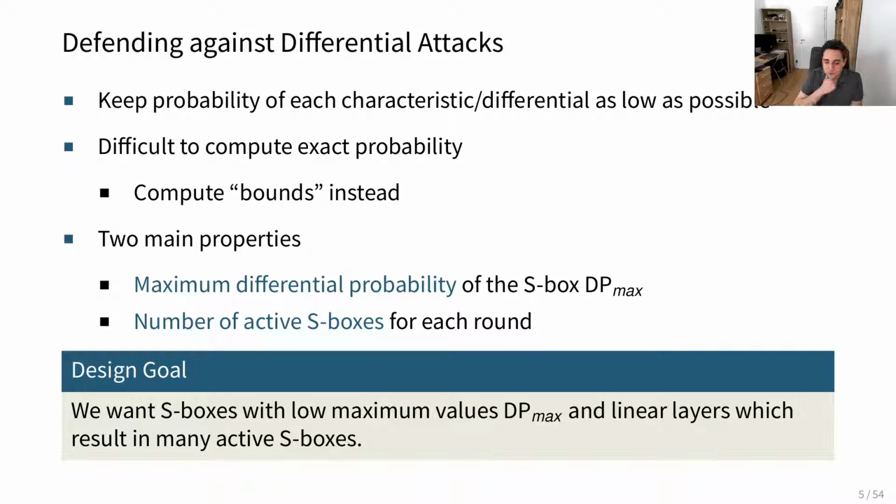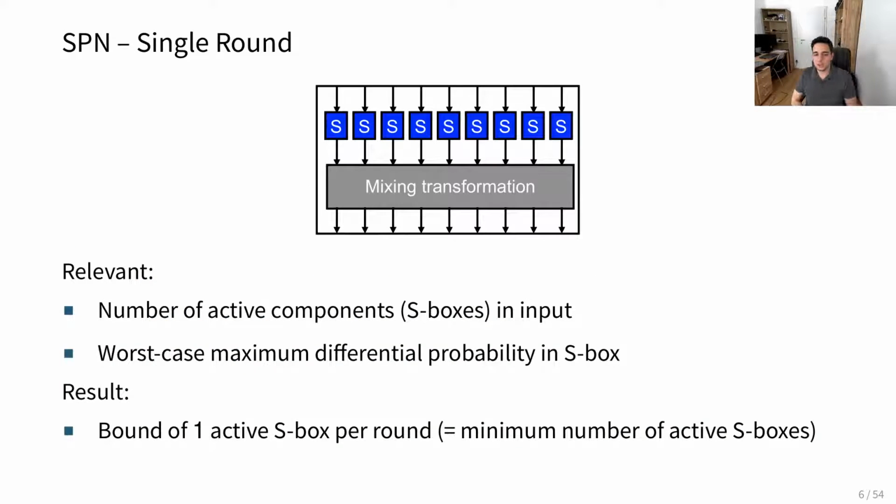Okay, so that already leads us to a design goal, namely we want to have S boxes which have this low maximum differential probability, and we want linear layers or affine layers which result in many active S boxes. So that's what we want to have as a designer. So how can we do this for this single substitution permutation network round? Well, we saw that we have these S boxes in the beginning, and then we have this linear layer here.